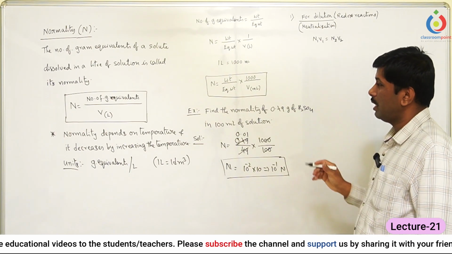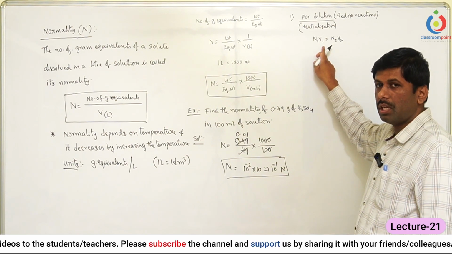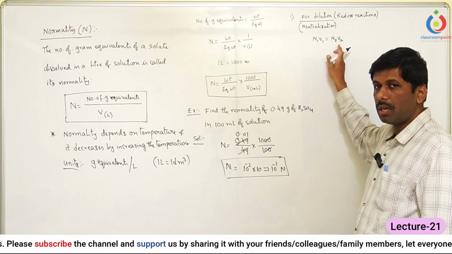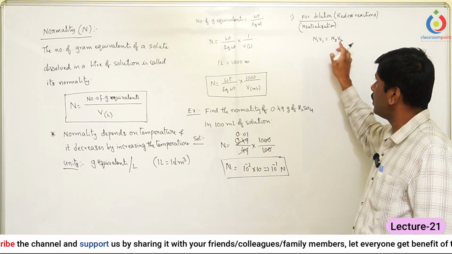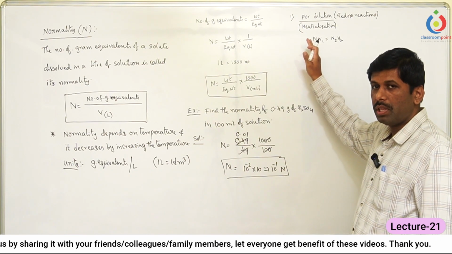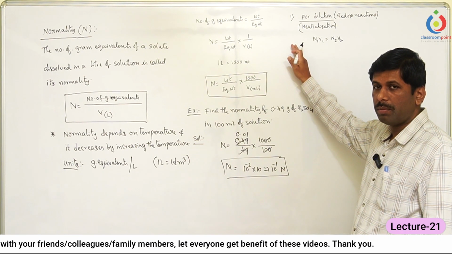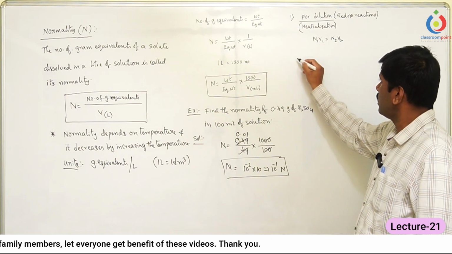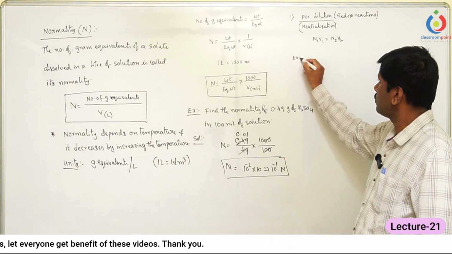In case of redox reactions, N1 V1 is the normality and volume of one chemical component, whereas N2 V2 is the normality and volume of the other chemical component. Same in the case of neutralization also. N1 V1 could be the normality and volume of either the acid or the base. If you take acid on this side, here you have to take the base. So let us take some examples here.